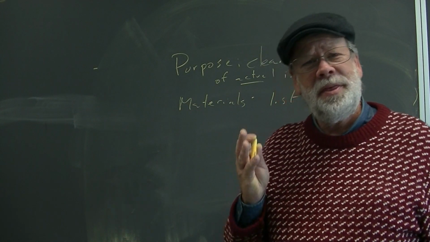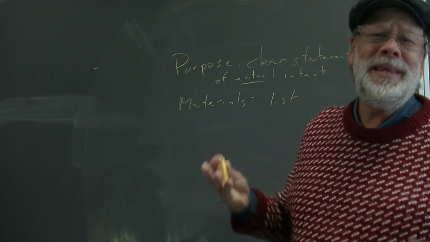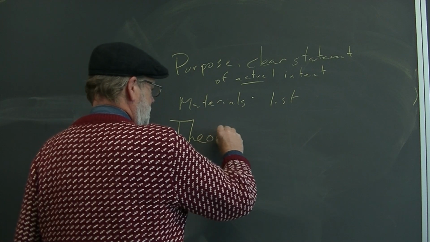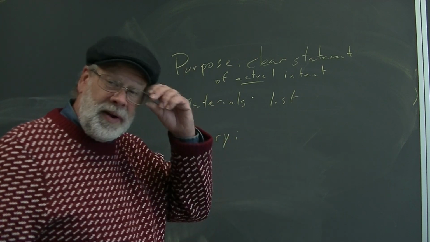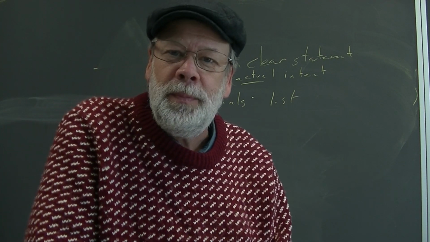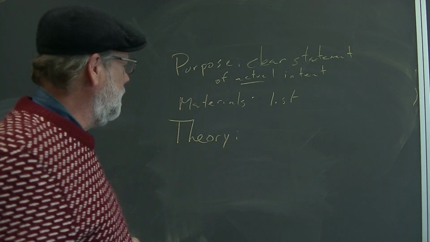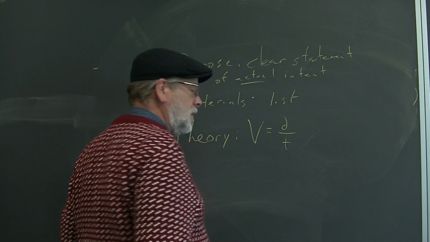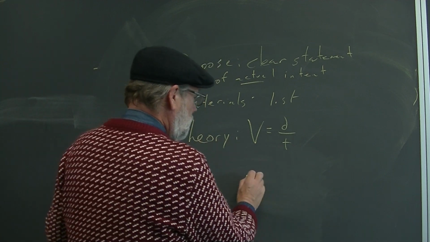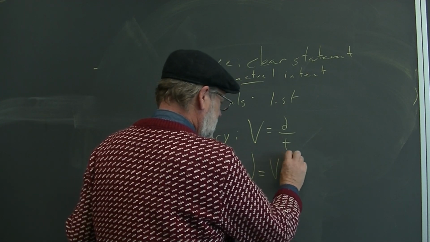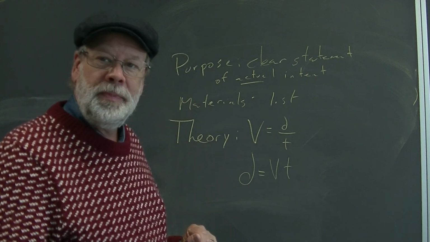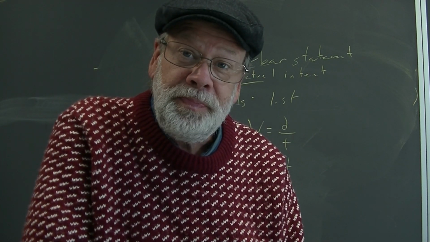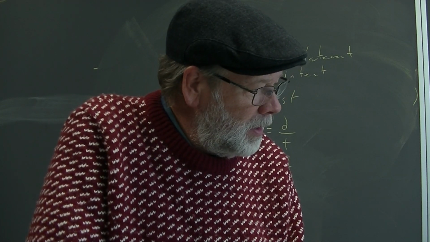After that comes the theory. So what's the theory? In physics, very often, the theory is a simple equation. For lab number one, the theory is velocity equals distance over time. Lab number two would be distance equals velocity times time. An equation, almost always, is what we're demonstrating in a particular lab. All right?